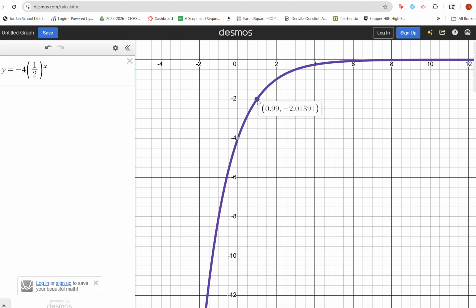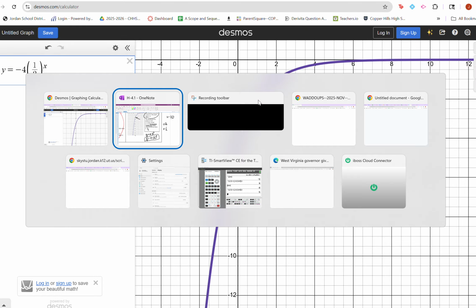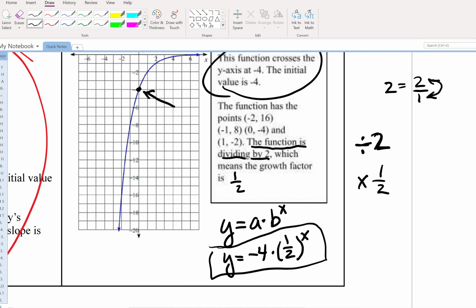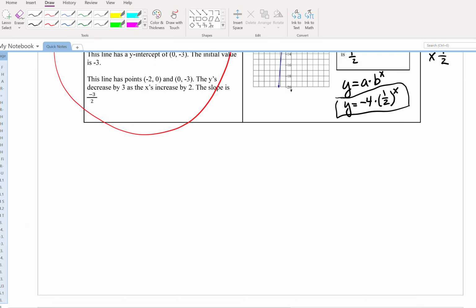Yeah, almost. Okay. There you go. 1, -2. So is that what we had? One of the points was at 1, -2. There we go. Oh, by the way, this is -1. It says -1/8, but it should say -1, -8. So this should be negative here. All right.